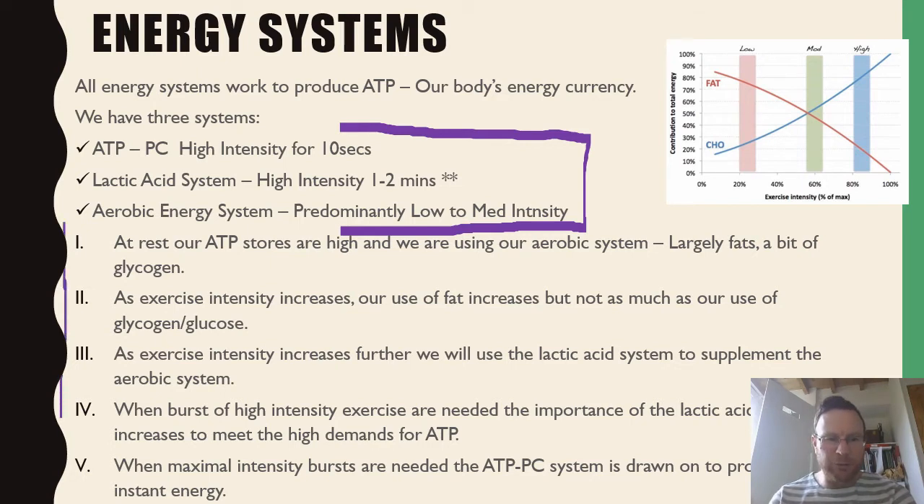Now, if we look at these 5 points that I want you to make, you have to get these across in your writing. Number 1, at rest our ATP stores are high and we are using our aerobic system. So this is what I described before. And we can have a look at this picture on the top right here that I'm going to just underline there.